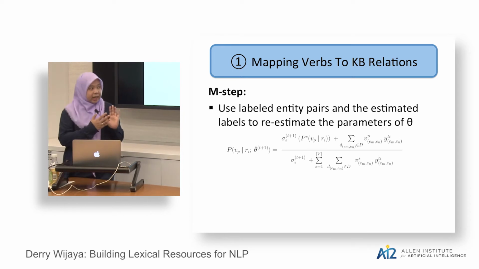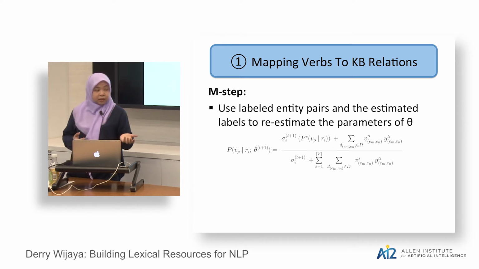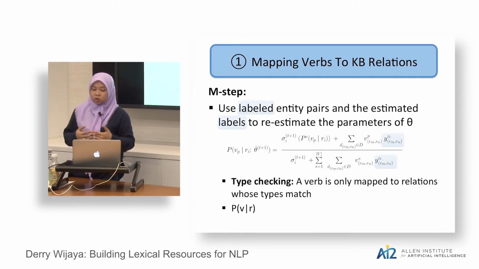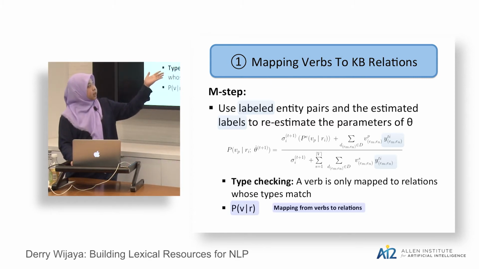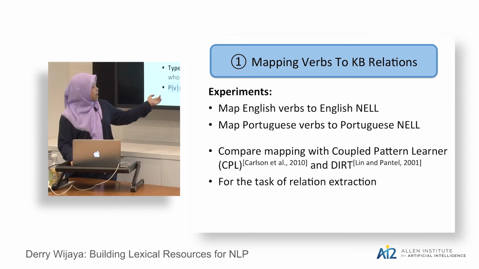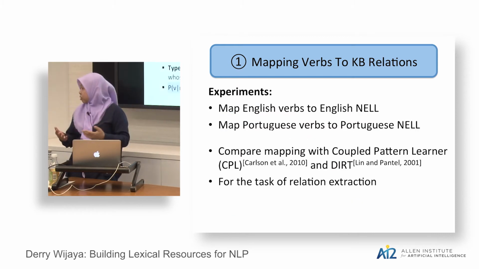And these are in the E step, in the expectation step. And then in the M step, we use both the labeled entity pairs and the unlabeled entity pairs to re-estimate the parameters of our classifier. And these are the parameters, the probability of the verb given the relation, that gives us the mapping from the verbs to the relations.